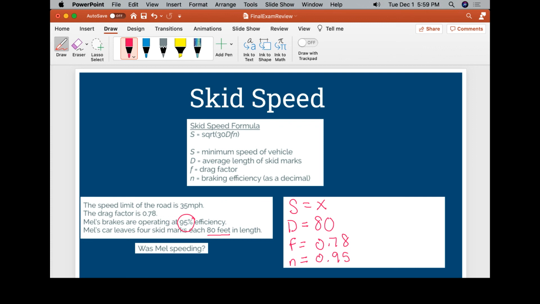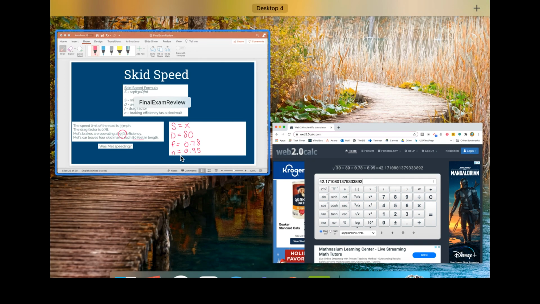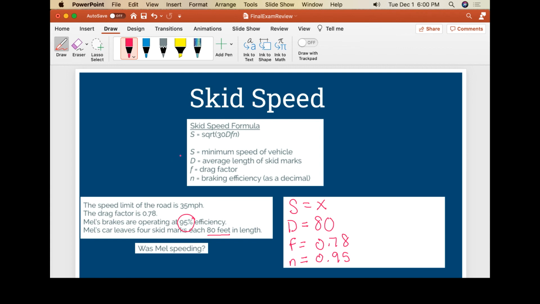So now we have all the pieces, and what we want to do is put it in this formula. All right, so here it is. We want to make sure that all of these pieces are underneath or included in the square root sign. Then we press equals. And it looks like Mel was going 42 miles per hour. So the question was, was she speeding? So let's see. The speed limit was 35. So if she was going 42, then she was absolutely speeding.